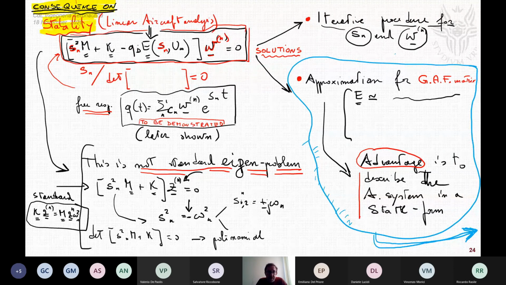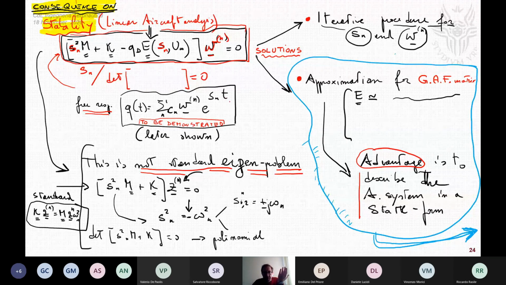solve numerically this generalized eigenproblem. And this generalized eigenproblem will consist in developing the determinant of this matrix and finding the S value satisfying that the determinant be zero. We suspended the demonstration about the fact that the free response solution of this system in time will be expressed as a combination of these elementary functions like this, where W is the eigenvector obtained by this problem, and Sn is the eigenvalue.